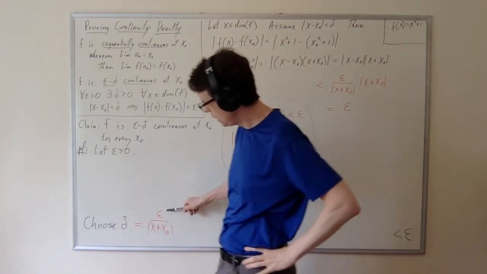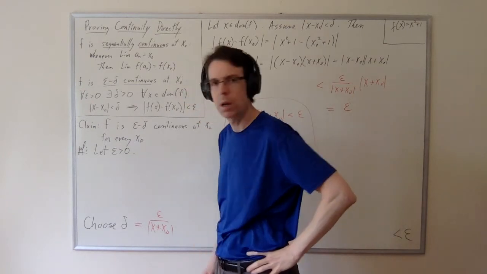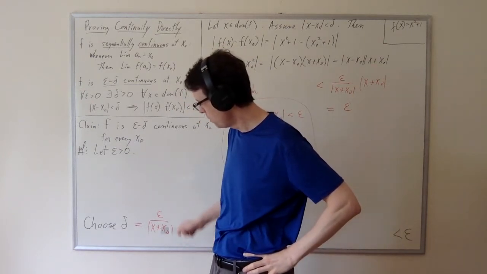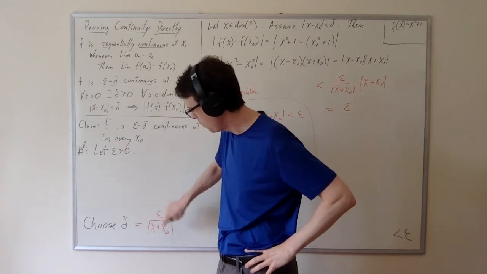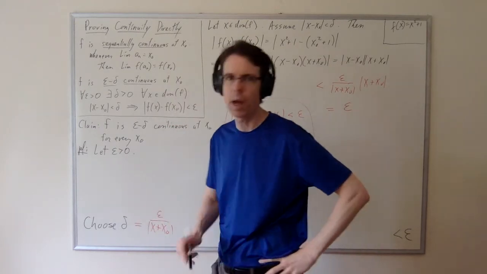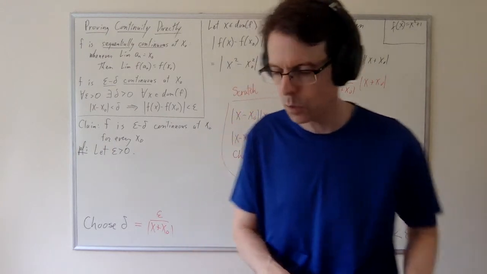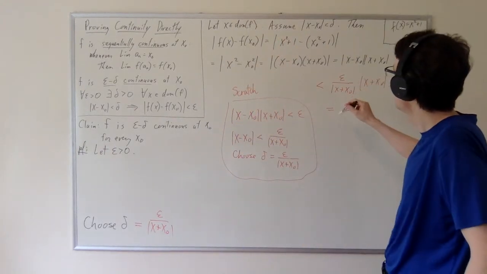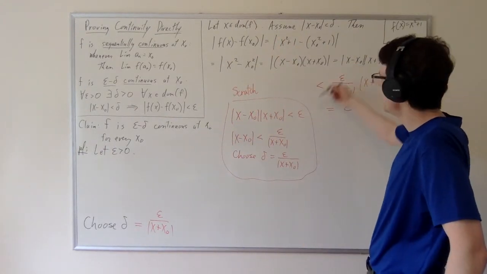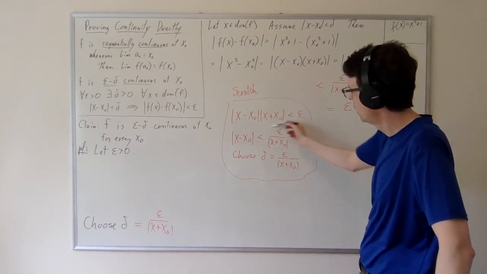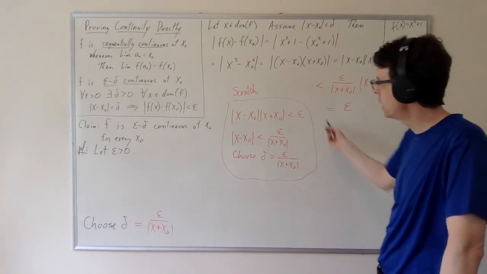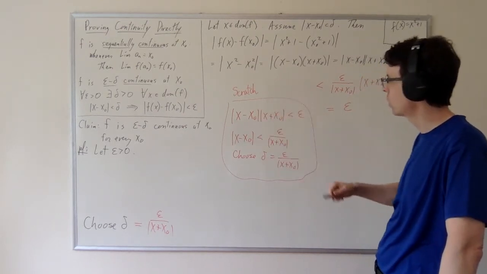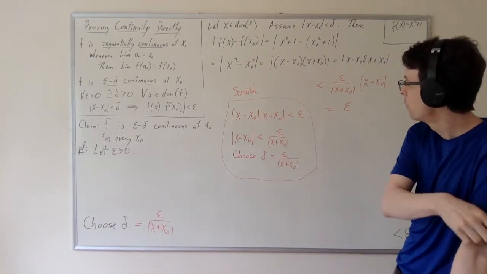And so I would be just fine making delta depend upon x naught. That's not the problem. Making delta depend upon x naught, that would be fine, no problem. But making delta depend upon x is no good. Cannot do that. And when I perform this scratch work, I basically force delta to depend upon x. And that means that this whole method doesn't work. And everything that I've written in red is wrong.